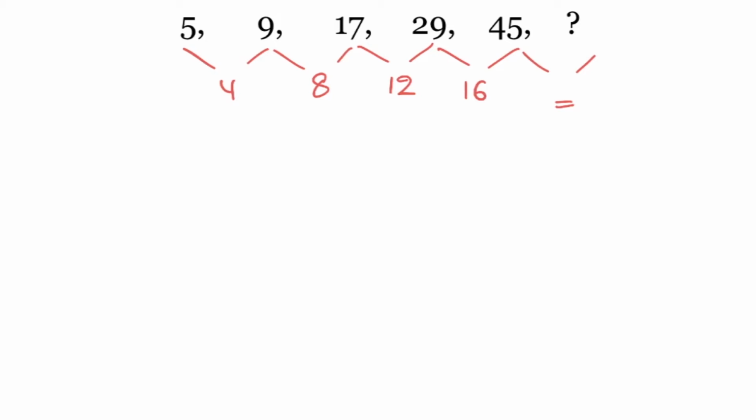The differences are 4 into 1, 4. 4 into 2, 8. 4 into 3, 12. 4 into 4, 16. The next difference should be 4 into 5, 20. If the next difference is 20, 45 plus 20, 65, is the missing term.